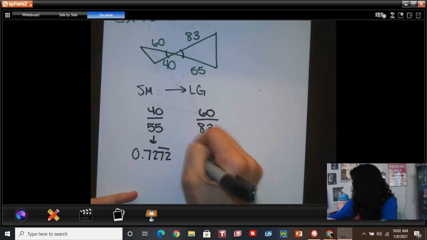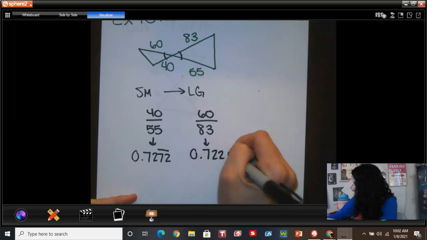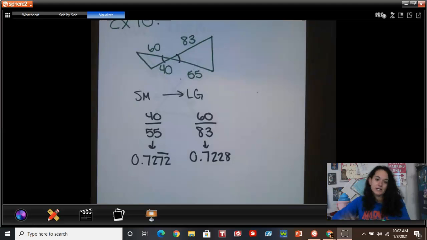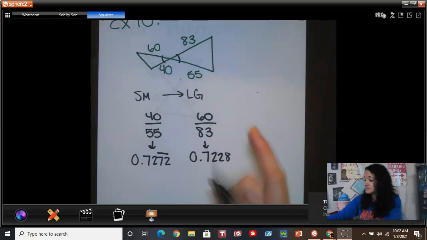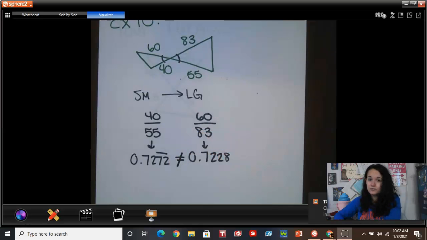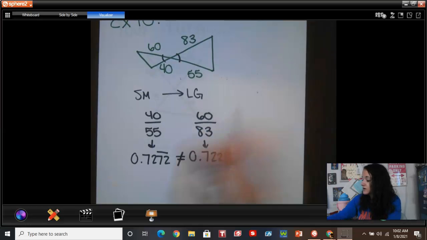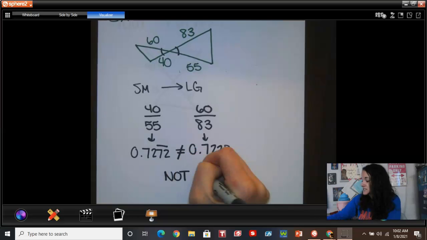This one has 0.228, and it keeps going with a whole bunch of numbers. And you're like, well, 0.72, they're equal, right? No, it has to be exactly equal. Because these decimals are not equal, that means these are not equal. And if they're not equal, then we are not similar.